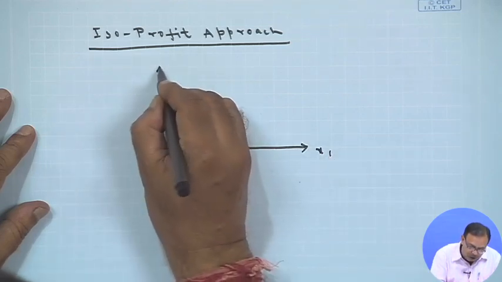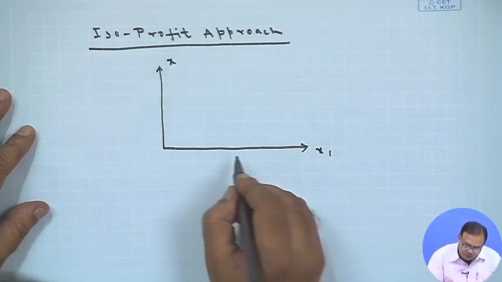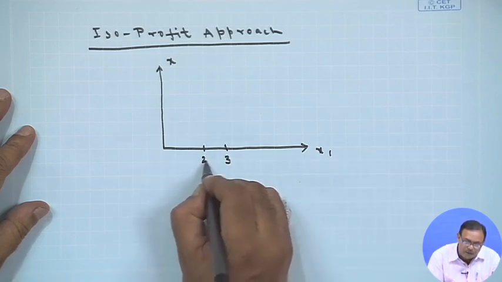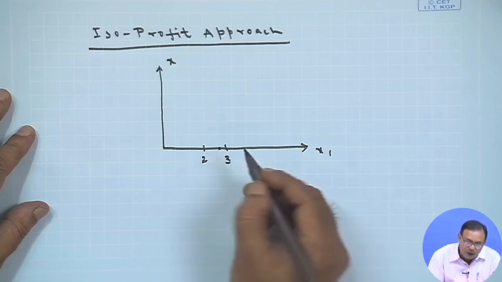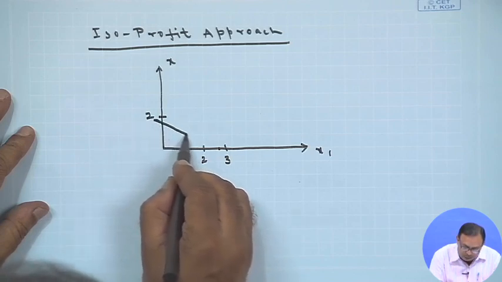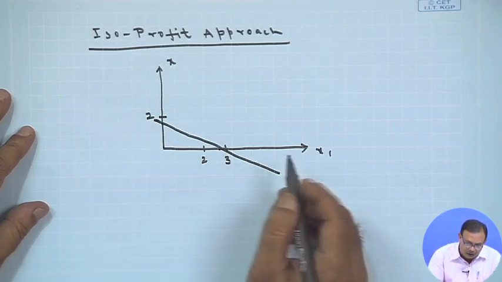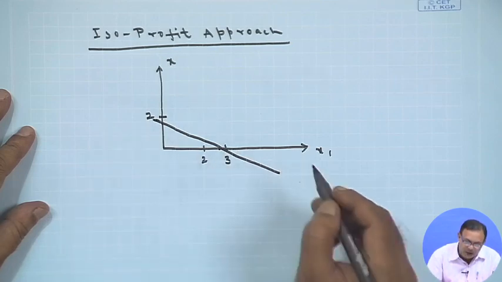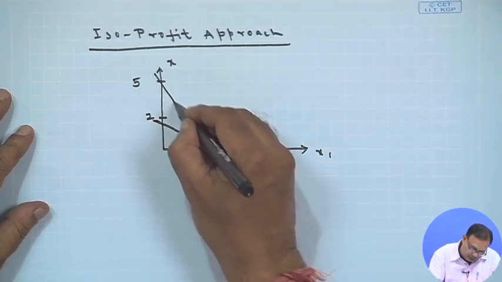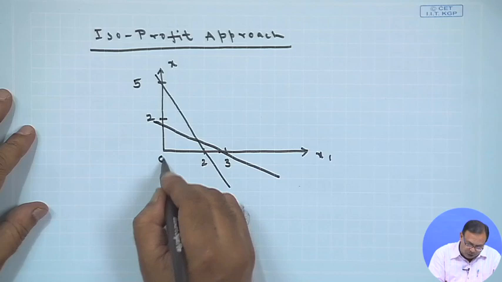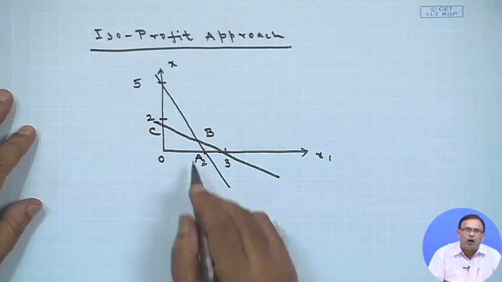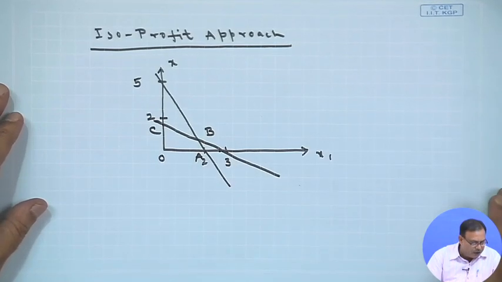This is your x1, this is your x2. Say this is your 3, somewhere here you have the point 2, say 2. Just below 2 one point will come, it is something like this, and there will be another point. If it is 5, then 2 and 5. So, it will be something like this. So, this was your O, this is your A, this is your B, this is your C, and already you know what the feasible region is.